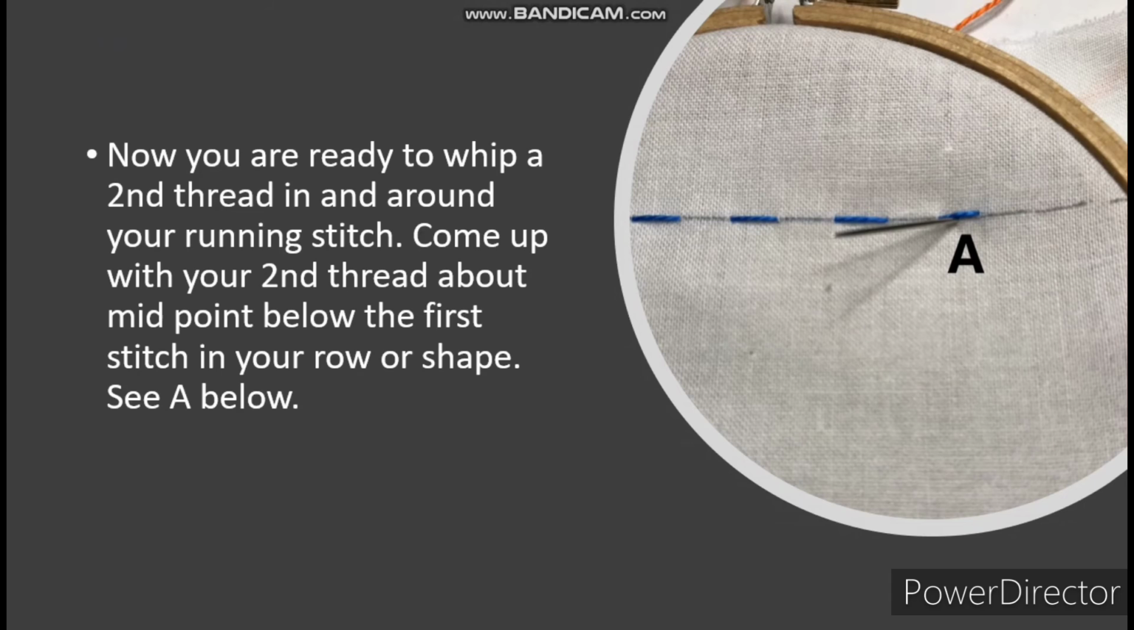You are ready to whip a second thread in and out of your running stitches. Can you see it there? You have to whip a second thread in and around your running stitch. You come up with your second thread about midpoint below the first stitch. You come up, you can see the needle there. Come up with your second thread about midpoint below the first stitch in your row or shape. See A below.